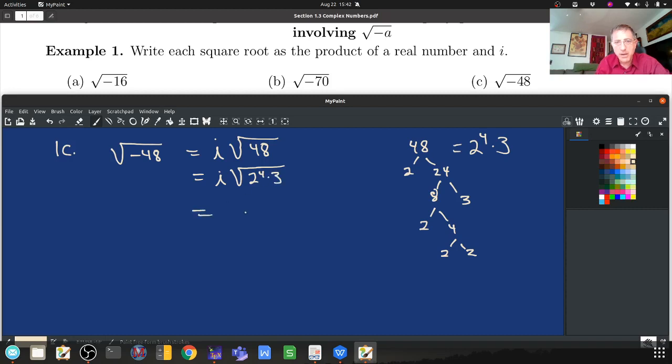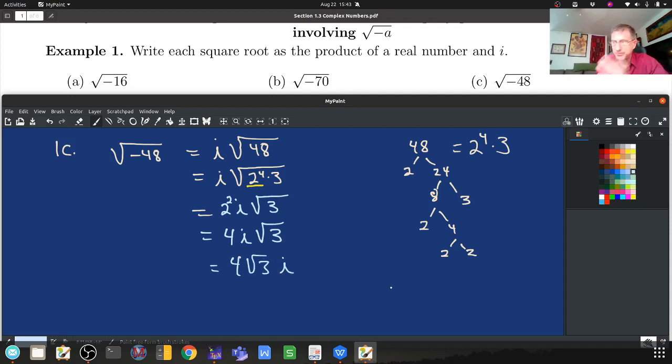So 2 to the fourth is an even power. So I can bring it out from underneath the radical. And what do I do? I divide the exponent by 2. So that gives me 4 divided by 2 is 2 squared times I times what's left under the radical, which is 3. But 2 squared is equal to 4, so that's 4I square root of 3. It seems weird. You would actually think you would write it as I times 4 square root of 3, or literally 4 times the square root of 3 times I.